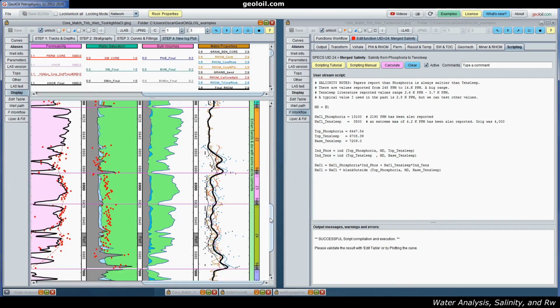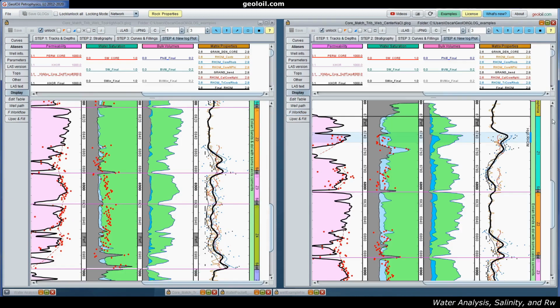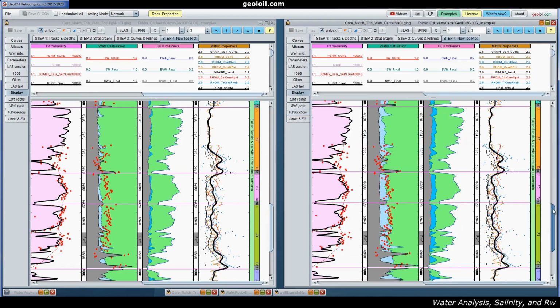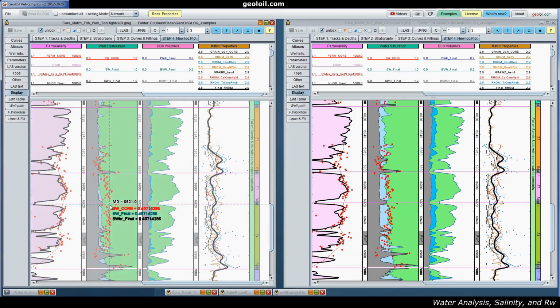This is a case where we put too much salinity. Let's compare with the display with the right one. Go more or less to the same depth. It's more or less this one. Not only do you see a complete mismatch between the water saturation core points, they're shifted to the right, or the water saturation curve is shifted to the left. We don't have a match.